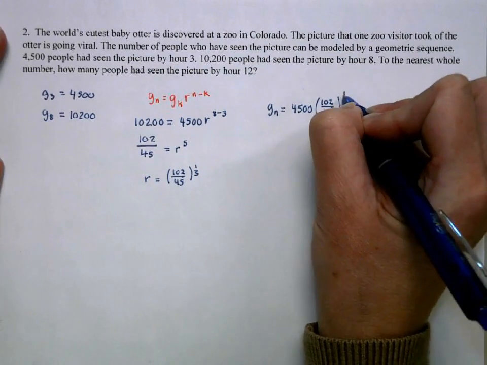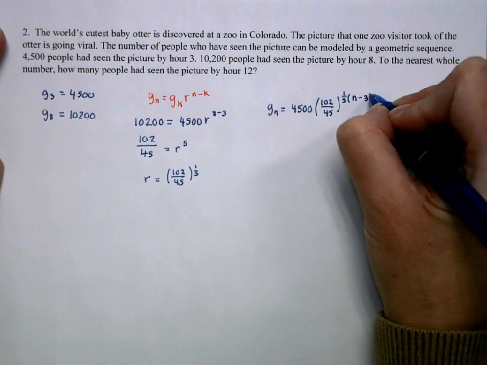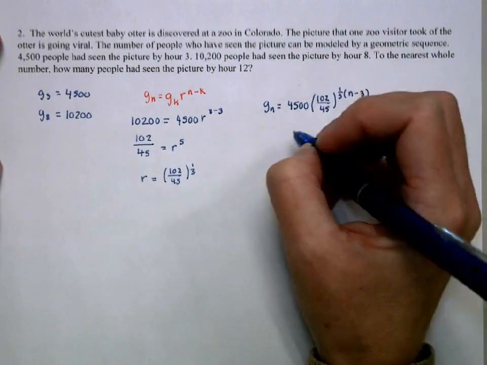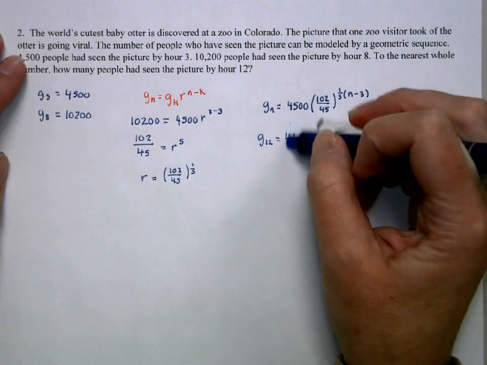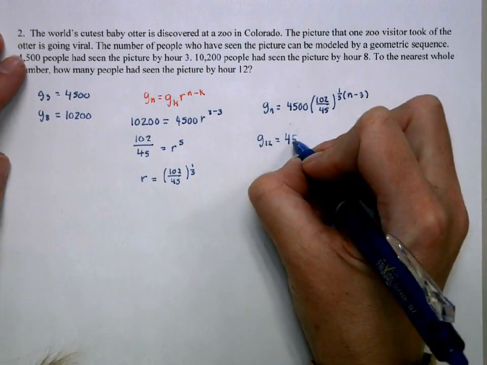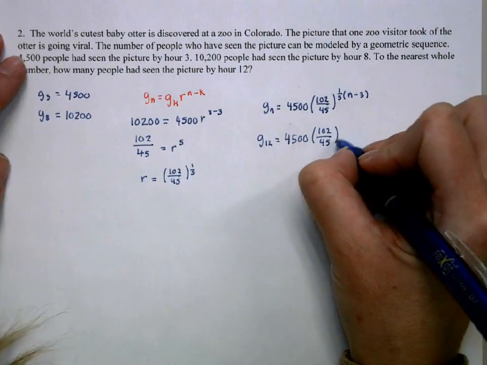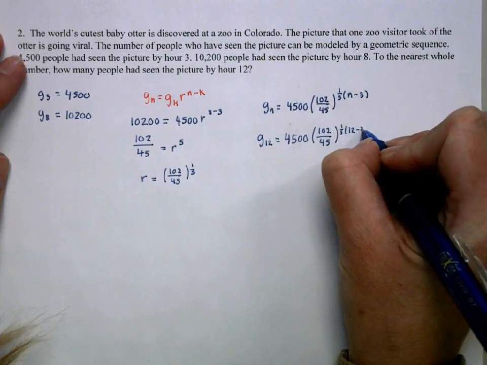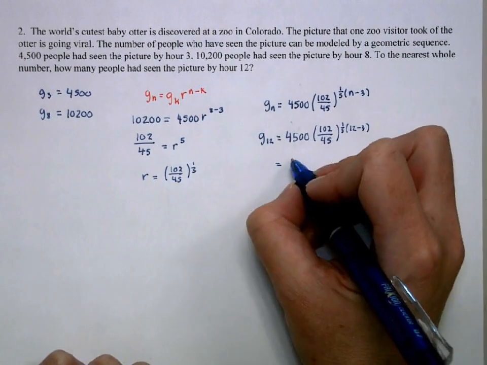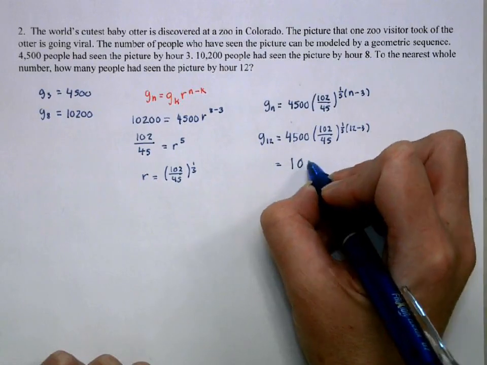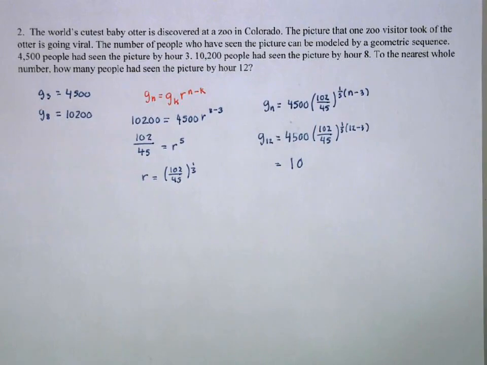Then to find g of 12, we'll take 12, plug it in. Okay, and round to the nearest whole number here. So that gives me 19,630 if we round up there.